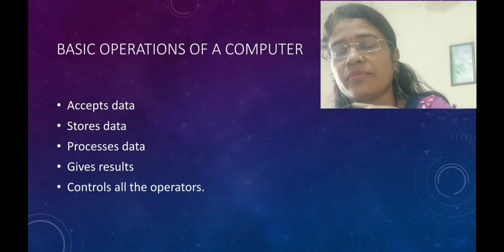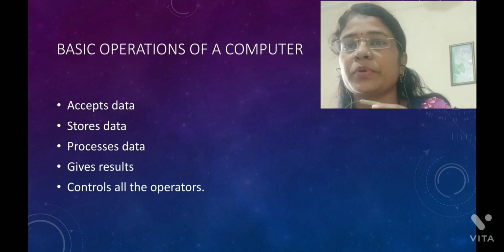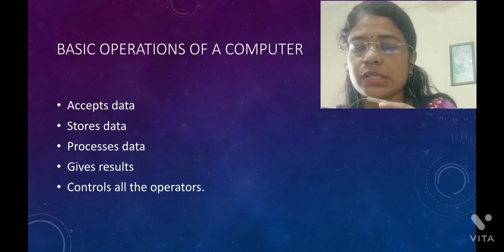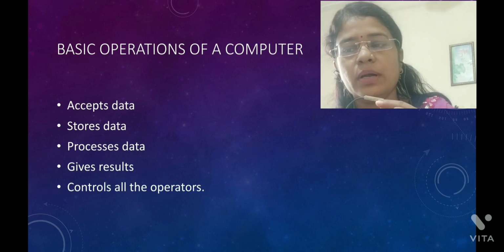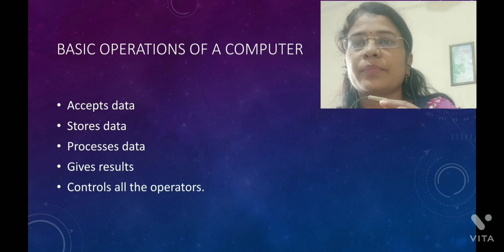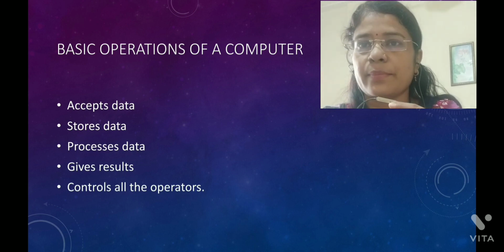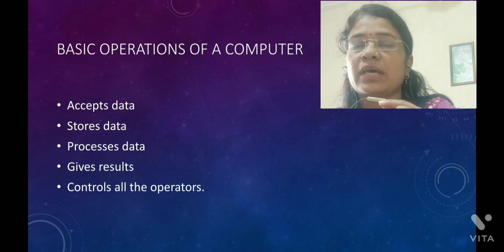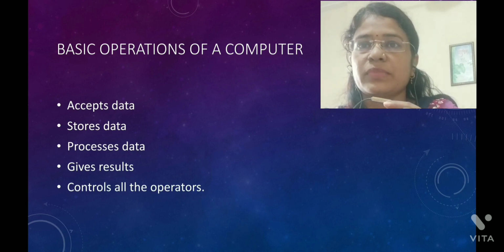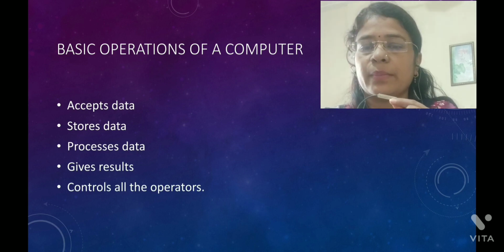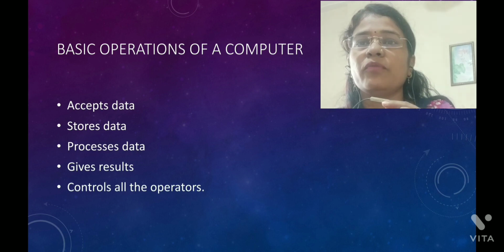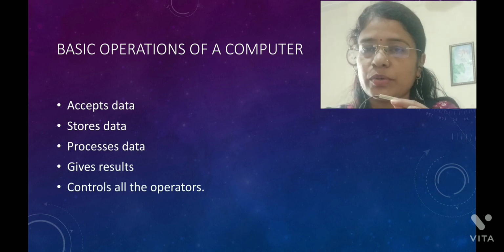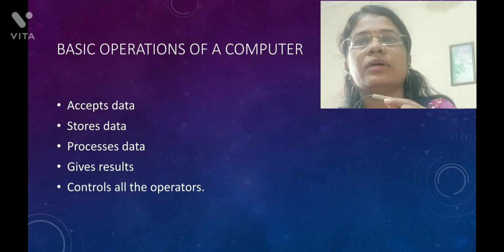So which are the major operations which computer performs, that we will see. So first of all, it accepts data through the input unit. For example, keyboard, mouse, these are the examples of input units. Then it stores data. Where it stores the data? In the memory unit.